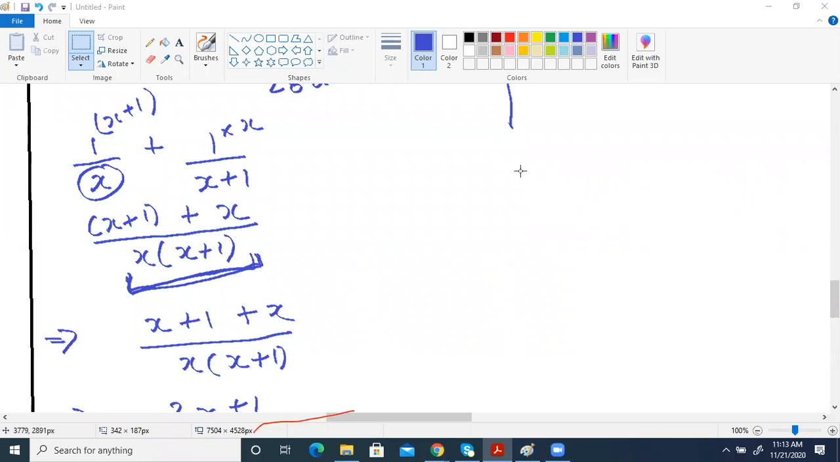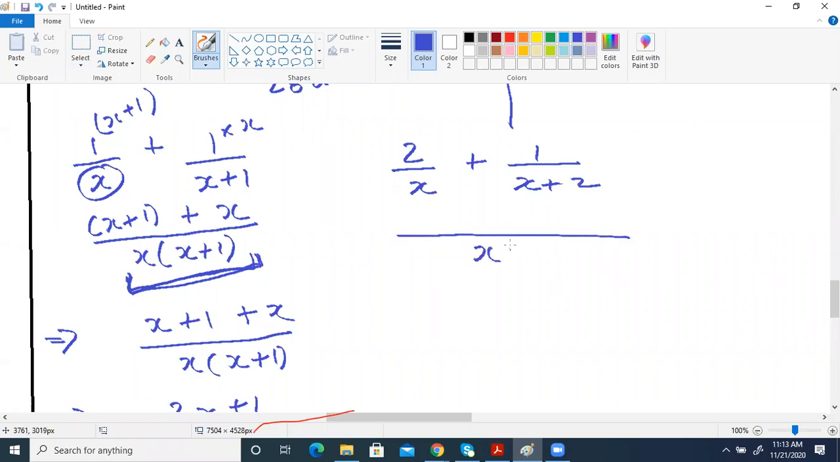All right, so another one. Check this out. 2 over x plus 1 over x plus 2. LCM: x, x plus 2. Just like that. Then I say x into all of this. The x is cancelled. So you get x plus 2. We multiply, right? So this is 2 times x plus 2. Then you come here now, x plus 2 into all of this. The x plus 2 is cancelled. You leave back with x.